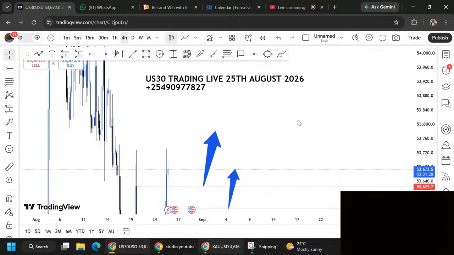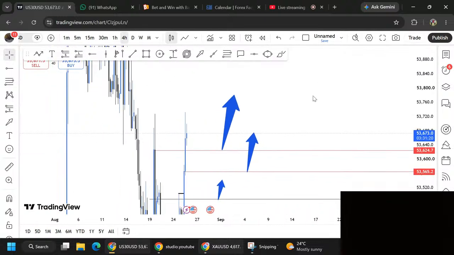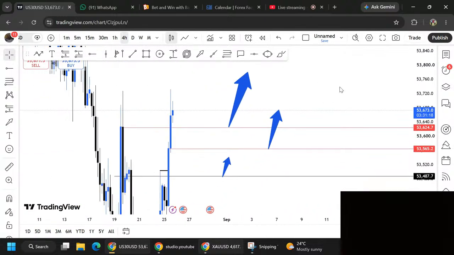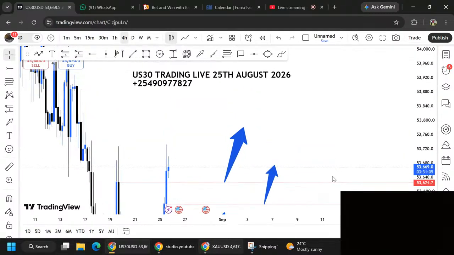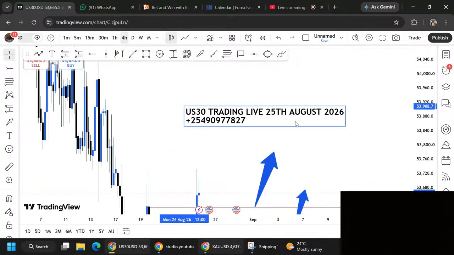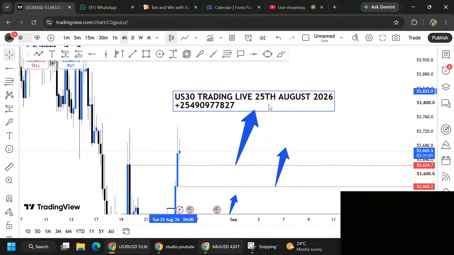Let me open my MT5 because now we have to be standby. I'm just looking for buys only. So let's be patient. How many seconds to go? I think 60 seconds to go.